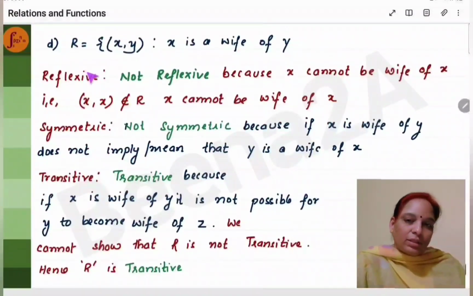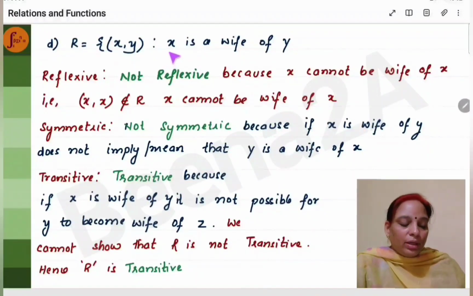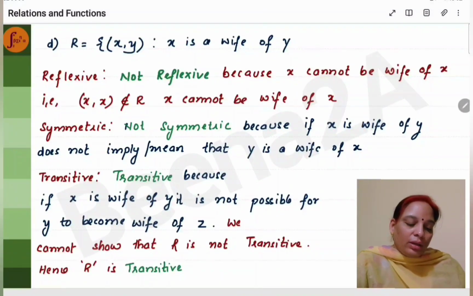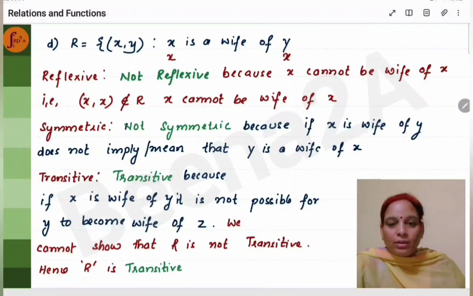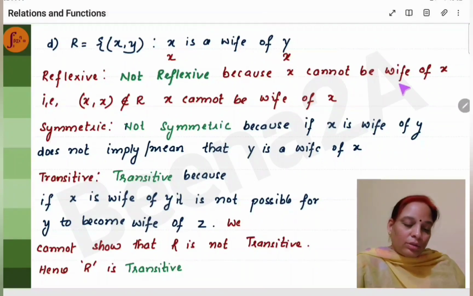Now let's take this example. Your relation is x is a wife of y. Very simple, right? If X is a wife of Y, Y becomes the husband of X, right? Now, let's take the reflexive case. Here, instead of Y, I should put X, right? Can X be a wife of X? No, X cannot be a wife of X. So, it's not reflexive because X cannot be wife of X. Therefore, (X, X) does not belong to R because X cannot be wife of X. So, R is not reflexive.